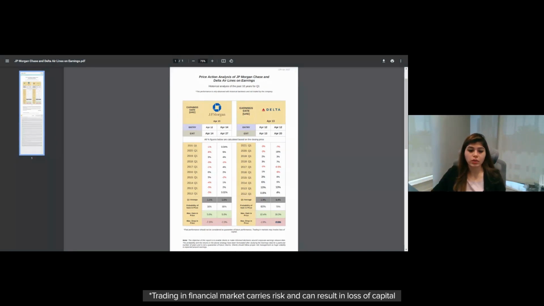Now let's look at how the stock performed between 12th to 20th April.